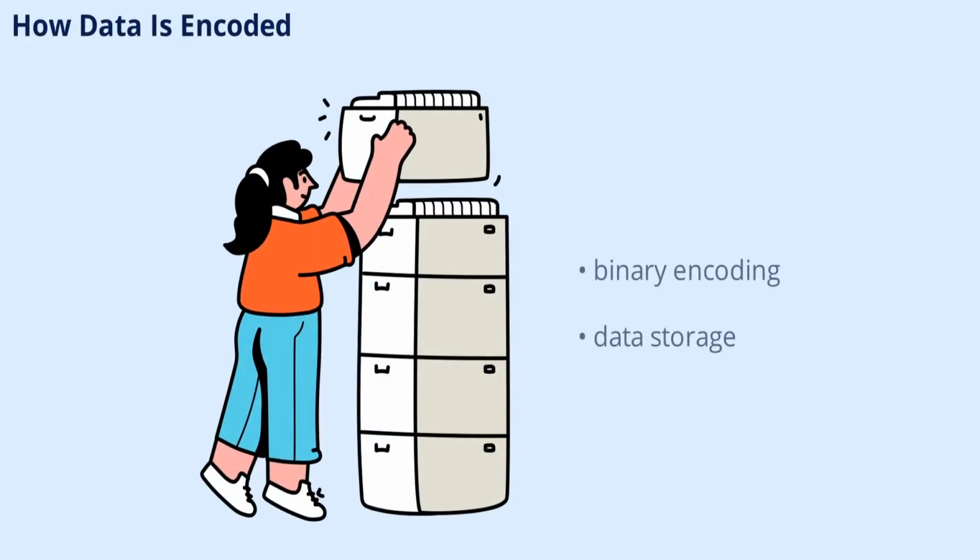QR codes store information using a binary system. Each black or white square represents a bit of data. The arrangement of these squares encodes numbers, letters, or even entire sentences. The more data you want to store, the more complex the pattern becomes. This encoding method allows QR codes to be incredibly flexible, supporting everything from simple URLs to detailed business cards.